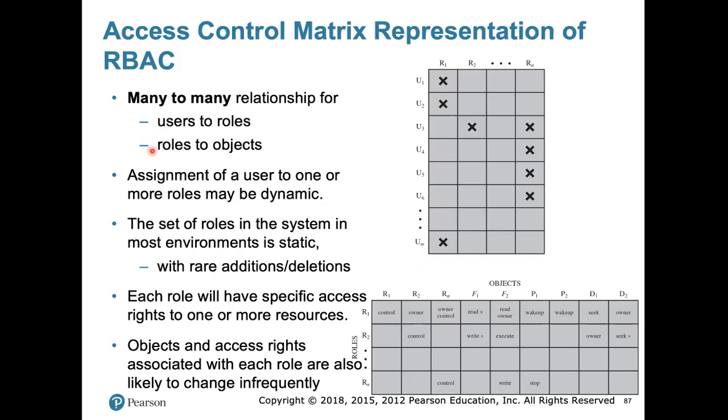The same thing holds between roles and objects. Roles and objects also follow a many-to-many relation, meaning that multiple objects might be incorporated, or described, in a single role. Multiple objects get connected to a specific role, and a single object might be addressed in more than one role. That's why we say there's a many-to-many relation in both cases.